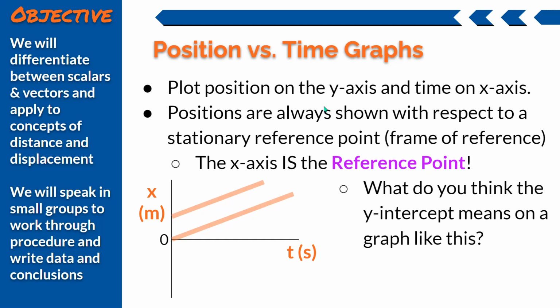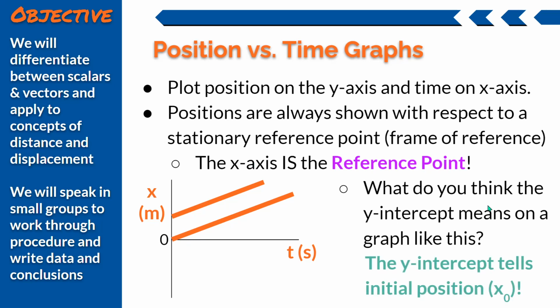What do you think the y-intercept means on a graph like this? What does this value here mean versus this value here? My starting position. I kind of already said that a minute ago. But it's where I started. So if I look at this graph, I have a starting position that is in front of the reference point. There's no numbers on my axis here, so I don't know what it is, but I know it's positive. Whereas this one represents an object that has started at the reference point. Okay, but the y-intercept tells us our initial position, x at time of 0, which is what x sub 0 or x naught means, is your x position at time 0.